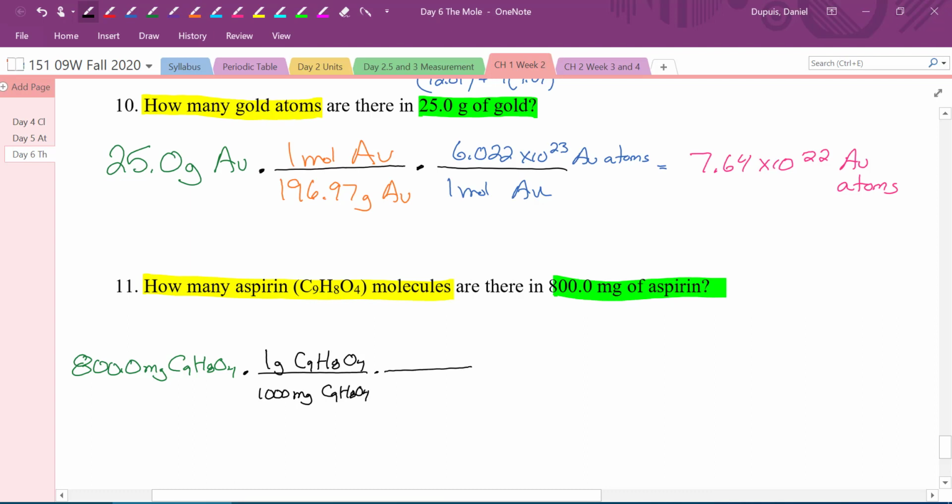Okay, now the molar mass. I have 9 times 12.01 plus 8 times 1.01 plus 4 times 16.00, right? Because carbon's 12.01 grams per mole, there are 8 hydrogens at 1.01 grams per mole, and there are 4 oxygens at 16. If we add those up, I get 180.17. So it's 180.17 grams of C9H8O4 is 1 mole.